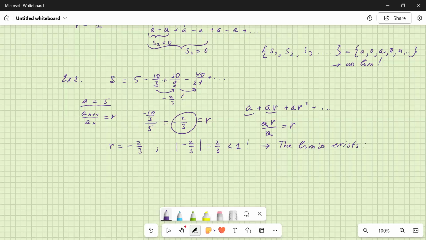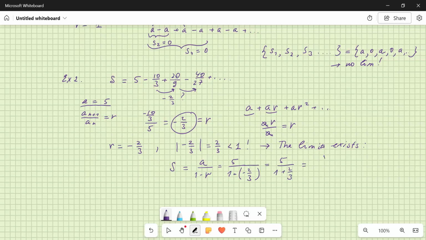Well, what is going to be the limit? According to the formula, the limit is going to be a over 1 minus r. The formula is not complicated. Basically, all information from the series is here in the formula, right? a is 5, 1 minus, and r is -2 over 3. Sometimes people forget about the minus which comes with r or which comes with the formula and kind of lose it. So we have 5 over 1 plus 2 over 3.